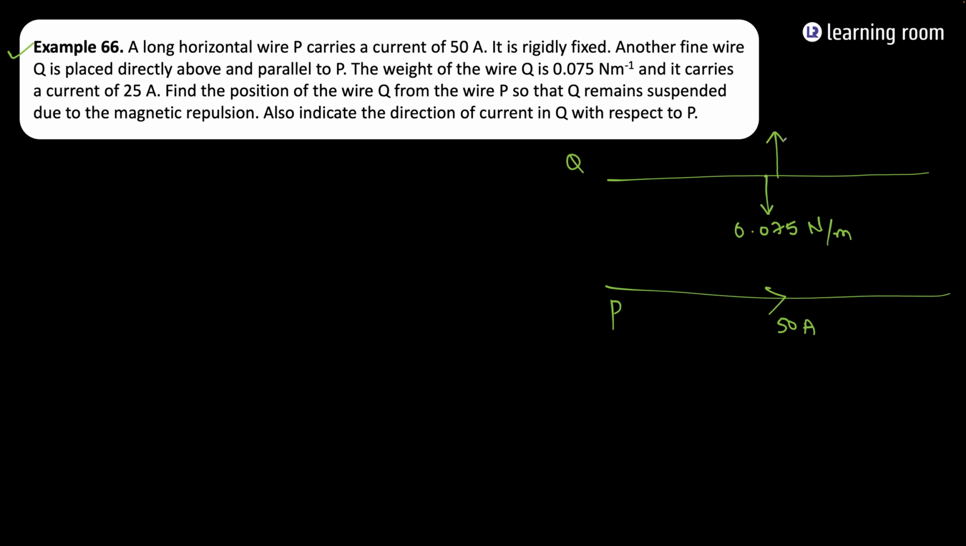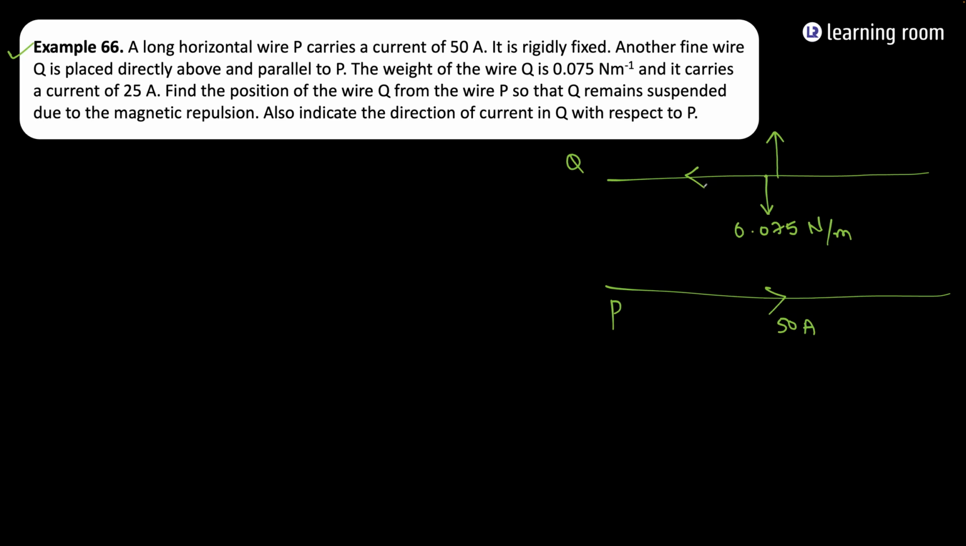Now comes an important question. They told that the current flowing through the Q conductor is 25 ampere. But the challenge is they didn't give you the direction, because they are expecting you to find it. How will you do that? Now we know the answer. If currents are going to flow in the same direction, they will attract. Here, what do I want? I want them to repel. Right? So what should be the direction?